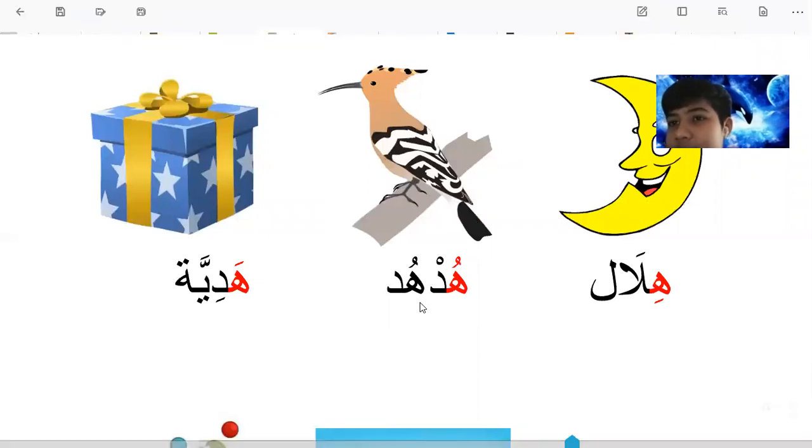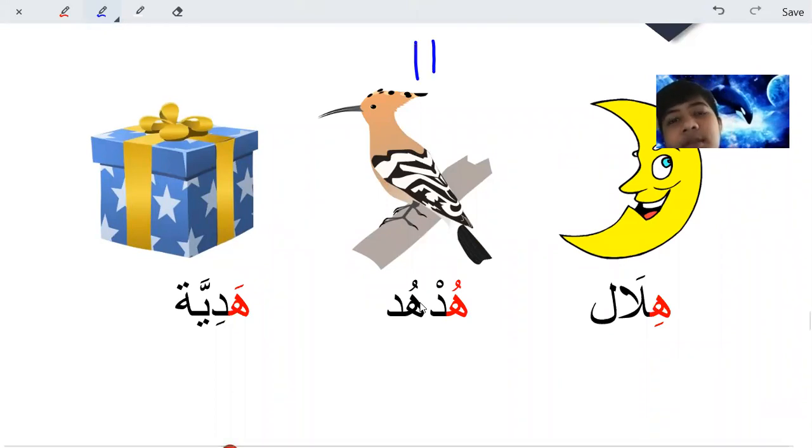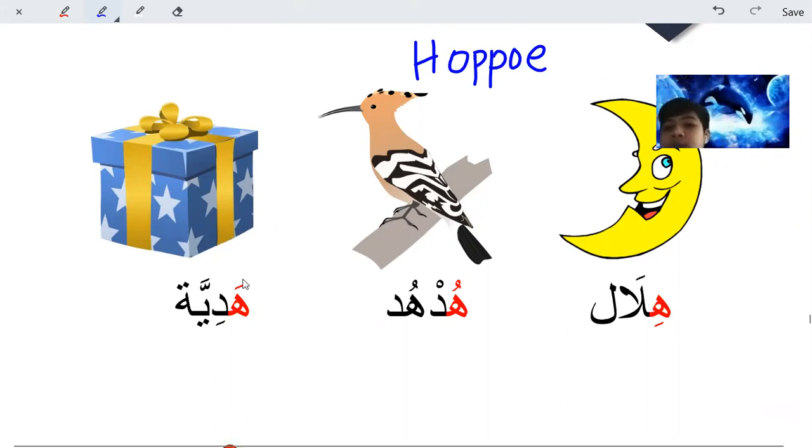Hoopoe. In English, it is called hoopoe. Let me write it for you. Hoopoe. Okay. Hadiyah. Present.